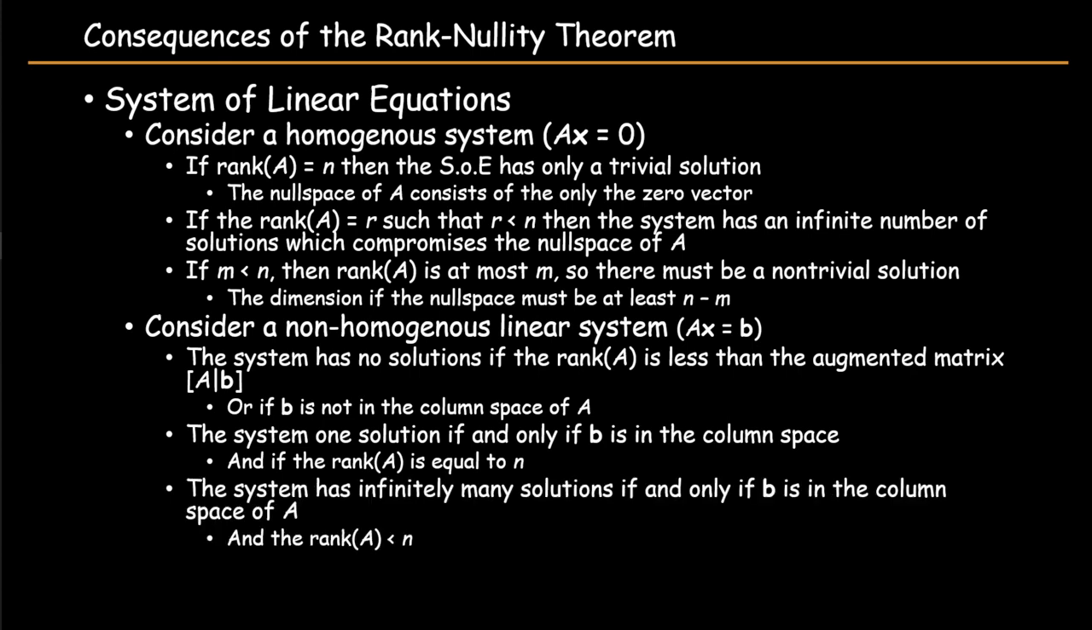Now, if it has infinitely many solutions, well, again, it has to first meet the condition that B is in the column space of A, but also the rank of A must be less than the number of columns. And so just by looking at a system of linear equations, you can pretty much determine how many solutions there are going to be, and also what's going to end up happening.